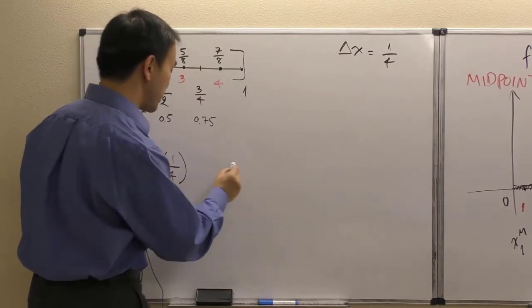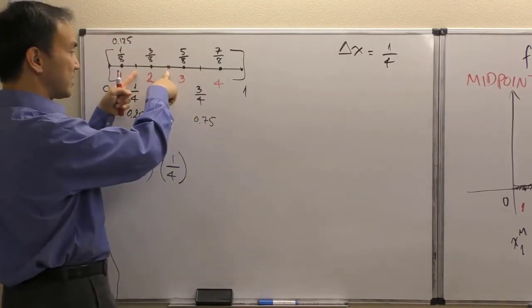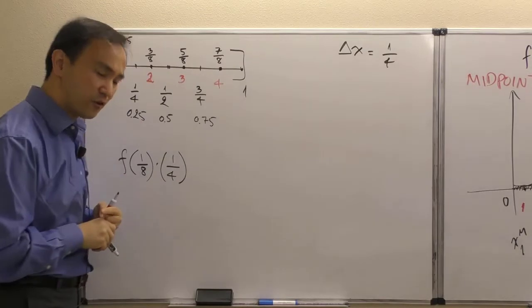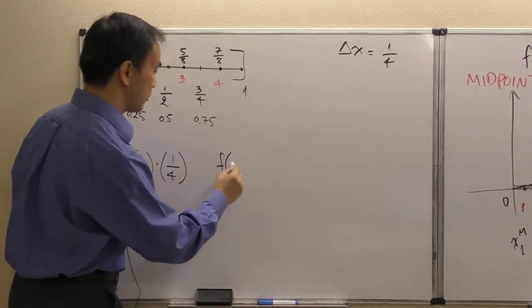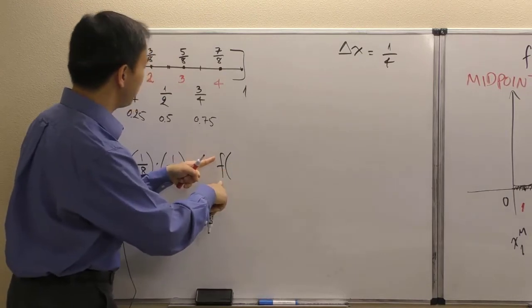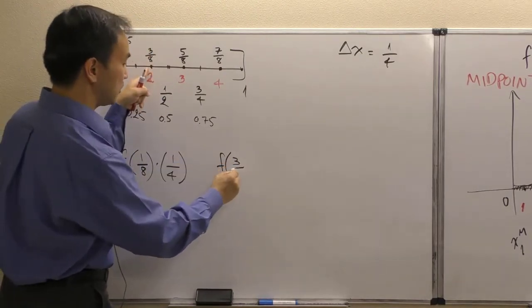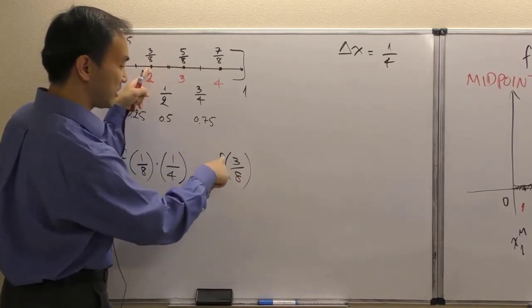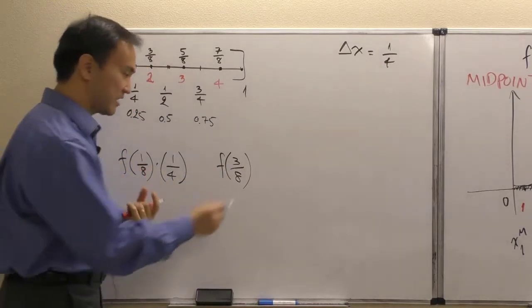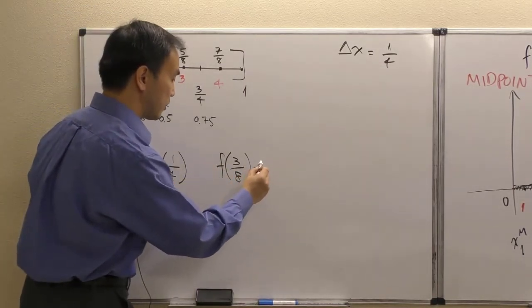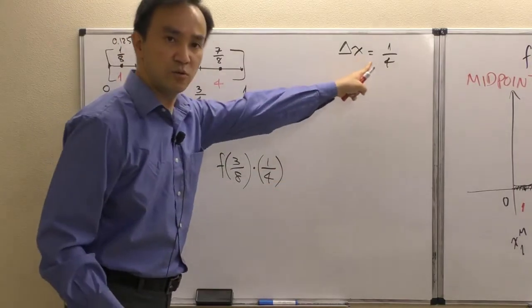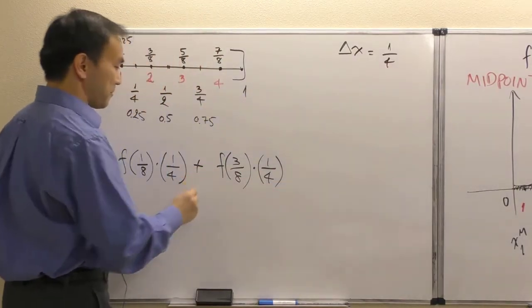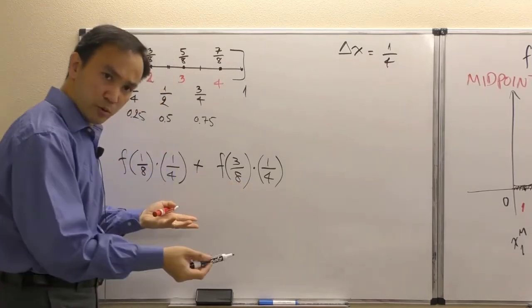We need to look over to the second rectangle, the second sub-interval. And so the height of the rectangle over that sub-interval is going to be determined by the function value at the chosen point 3/8. So I'm substituting 3/8 into the function to obtain the height. And then that height is going to be multiplied again with the space delta x equals 1/4. And we're adding that in. Okay? Because we're accumulating, it's a sum now.